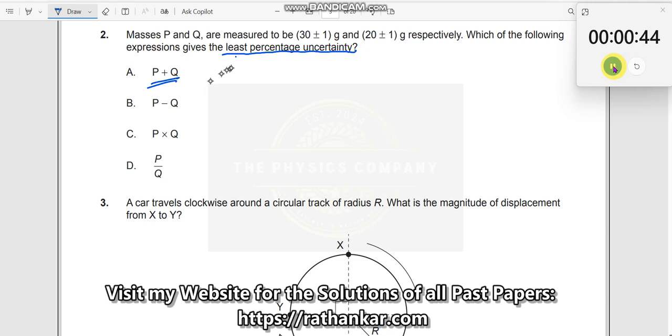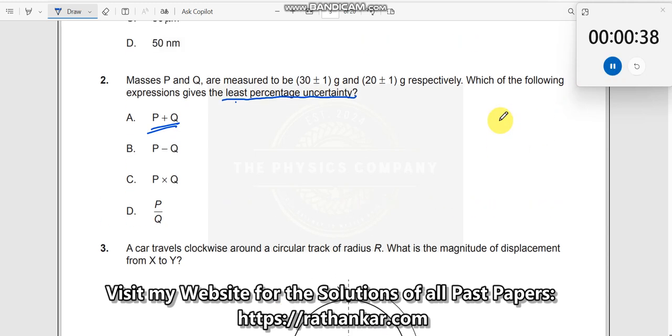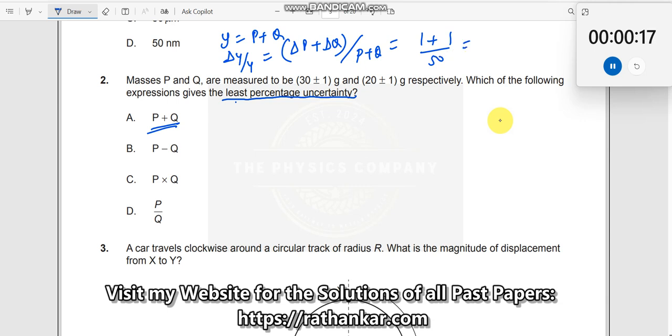Let us find for P plus Q. If I say y is equal to P plus Q, I will show for only one of them. So I can now write delta y by y is nothing but delta P plus delta Q divided by P plus Q. Delta P is 1, delta Q is 1, P plus Q should be 50. So this should be equal to 2 by 50. So for this one, the relative uncertainty is 2 by 50, which is equal to 1 by 25.